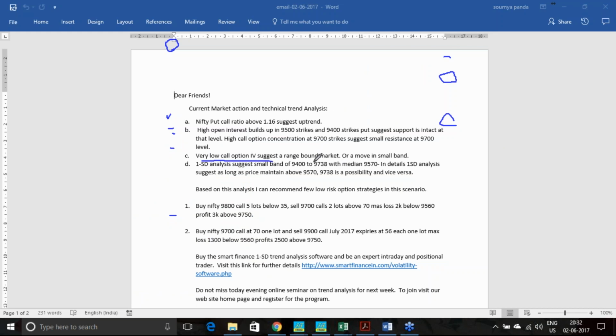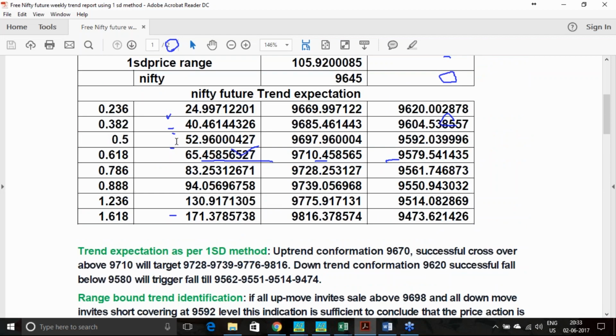Very low call option IV suggests a range-bound market, or a move in a small band. I have given it. If any of you have got it, this says that whenever you encounter very low call option IV as compared to the put, you are in a range-bound market, a very tight range-bound market. So based on this particular analysis of ours, with one standard deviation, I give a range-bound band when the price moves only within this 0.5 level, from 9697 to 9592. Once the price moves within this band, it is range-bound.